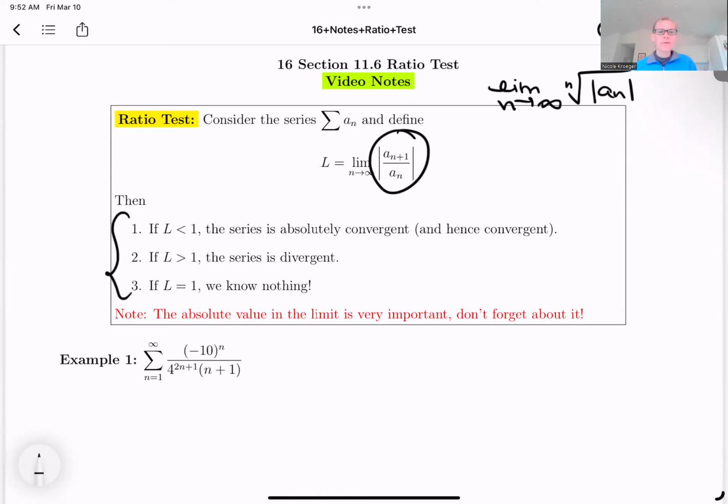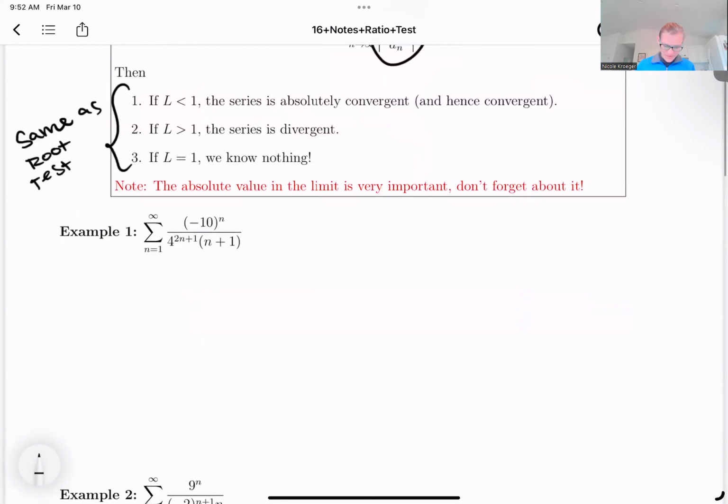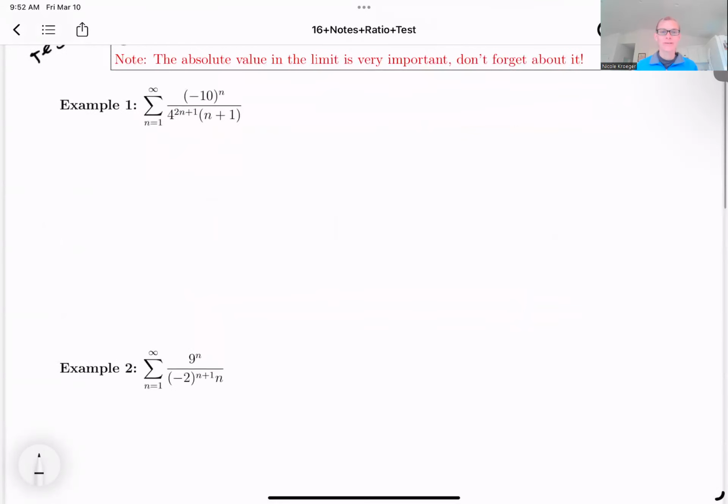And our conclusions that we make, depending on whether L is less than 1, bigger than 1, or equal to 1, are the exact same. So these are the same as the root test, just a different limit that we're computing. So don't memorize two different sets of things, or don't memorize this twice. It's all the same. So let's see how the ratio test works. The ratio test will work in some cases where the root test would have also worked. It just really depends on what you prefer.